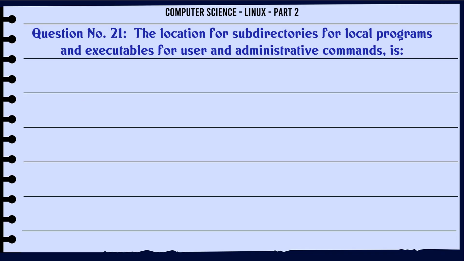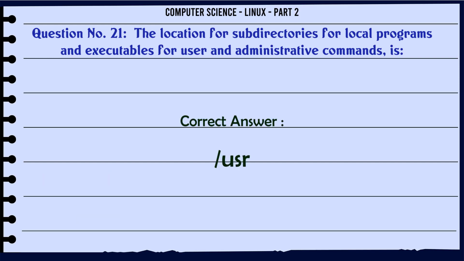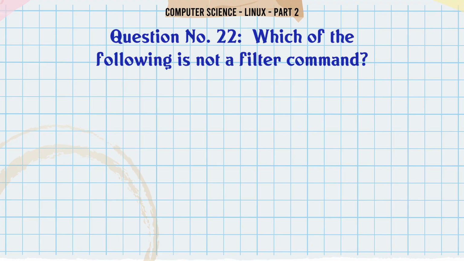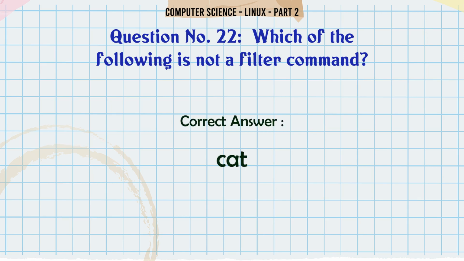The location for subdirectories for local programs and executables for user and administrative commands is A. /usr, B. /tmp, C. /opt, D. /mnt. The correct answer is /usr. Which of the following is not a filter command? A. sort, B. wc, C. grep, D. cat. The correct answer is cat.